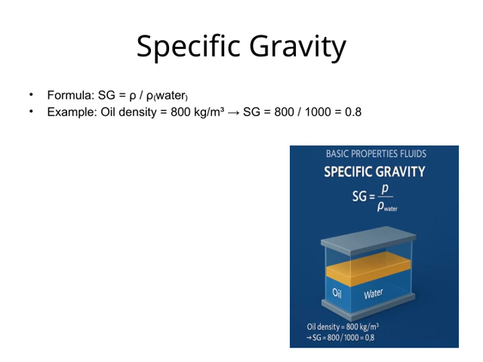For example, if we consider oil with a density of 800 kilograms per cubic meter, its specific gravity would be calculated as 800 divided by 1,000, which gives us 0.8. This means the oil is less dense than water, since its specific gravity is less than 1.